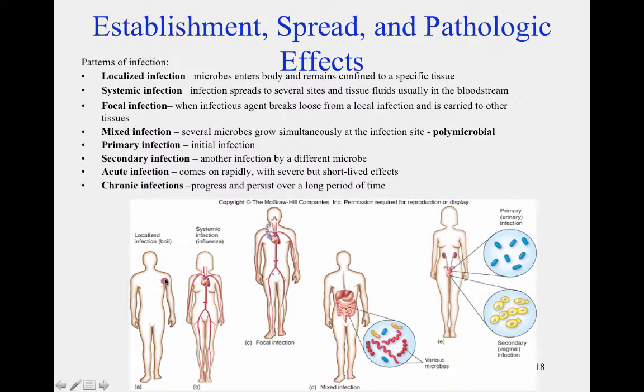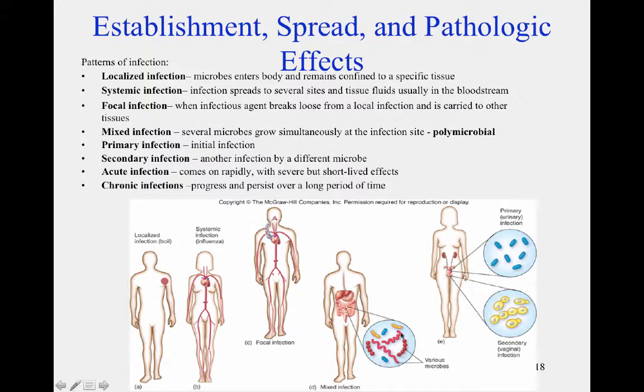So localized is one site, systemic is throughout the blood, and focal starts off in one site and spreads to a completely different area. For example, in the case of dental work, you could have a microbe, a pathogen, in the mouth that through a cut in the gums, especially for people who have gingivitis or periodontal issues, could enter the bloodstream and spread to the heart, causing endocarditis. That could potentially be a severe life-threatening condition.